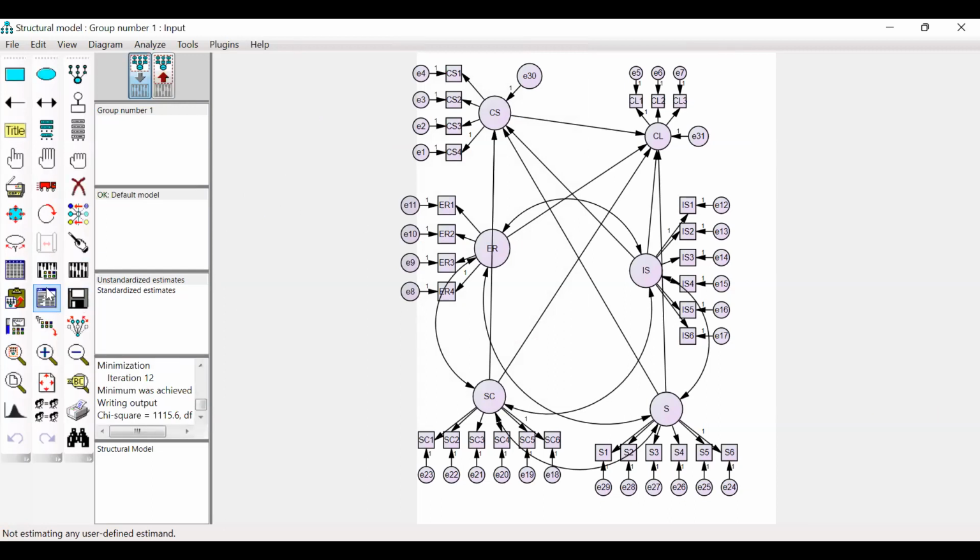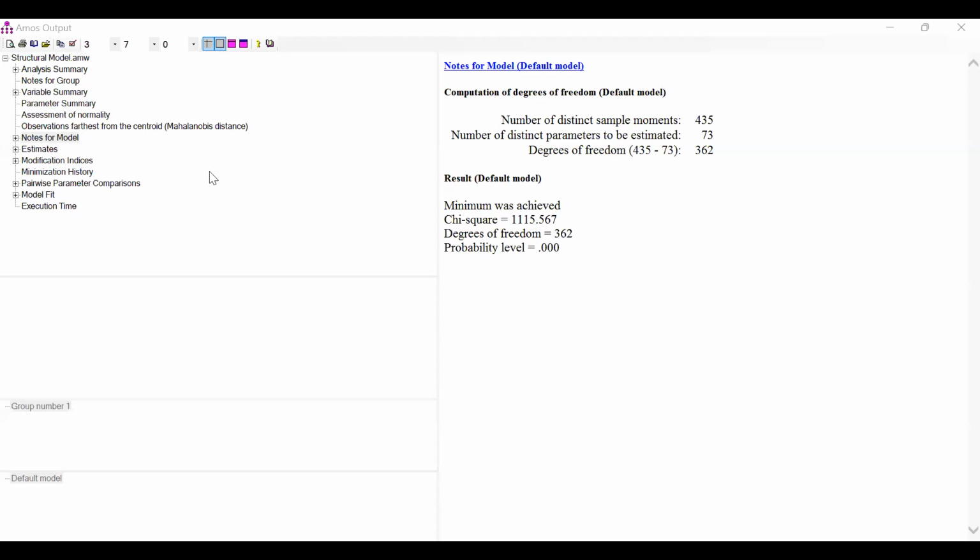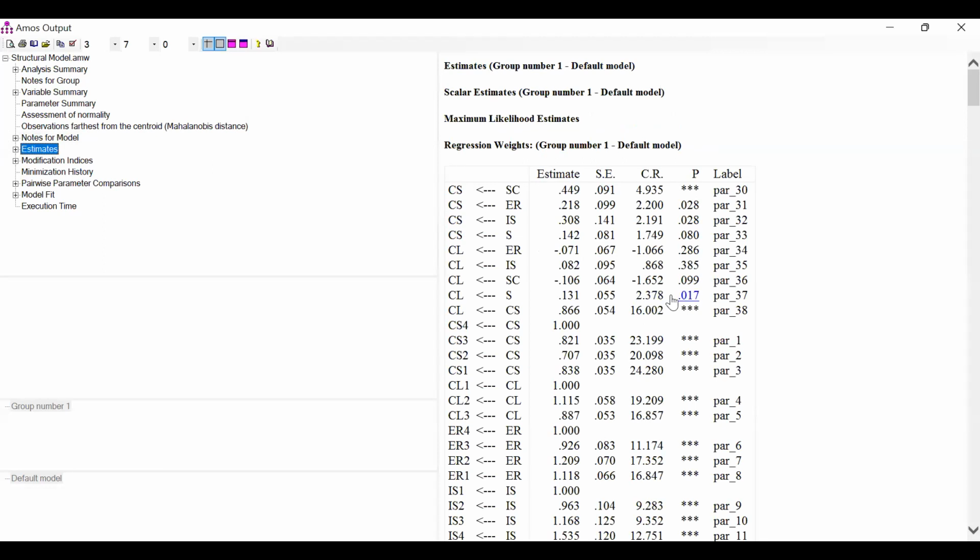Once it has run, the text output where you can see the results is shown. We'll go to the output directly. This is the output screen where you look at the estimates of the paths, to see which ones are significant out of the total 9 paths we are talking about.